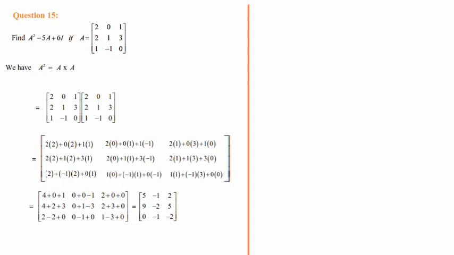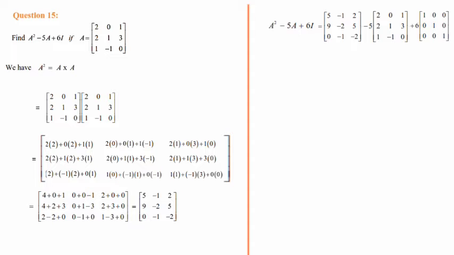Next we have to go for A square minus 5A plus 6I. So simple calculation, A square, we have taken from this one. So A square is written, minus 5 into A. A is the given matrix 2 0 1, 2 1 3, 1 minus 1 0. Then next is plus 6I. 6 into I. I is an identity matrix. Identity matrix means the diagonal elements will be 1 and the rest of the elements will be 0. So 1 0 0, 0 1 0, 0 0 1. So here the given matrix is of order 3 by 3. The identity matrix is also, you have to write in 3 by 3 order.